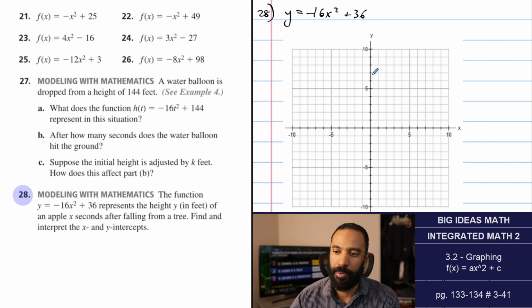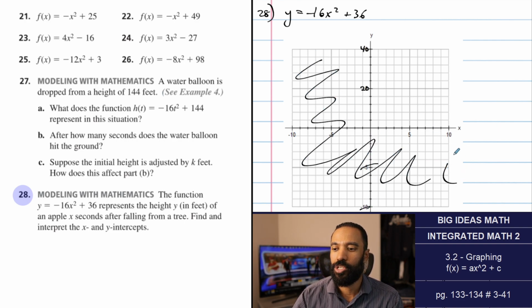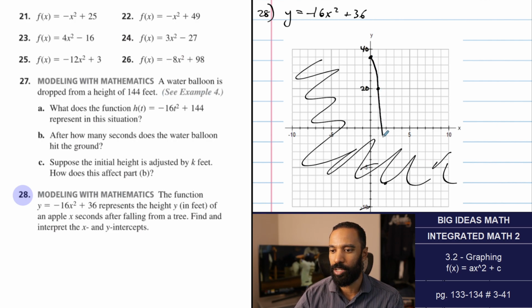So 36, remember these are going to go by 4s, so I'll have 20 here and then 40 up here. I really don't care about this part here. I'm just going to look at the first quadrant anyway. So from here we have 36, which is 4 away from 40. We go over 1 and down 16. 16 down from 36 is 20. Over 2, down 16 times 4 is down 64. 64 away from 36 is negative 28. I guess I'll go down here for the exercise. So it's going to drop pretty sharply.